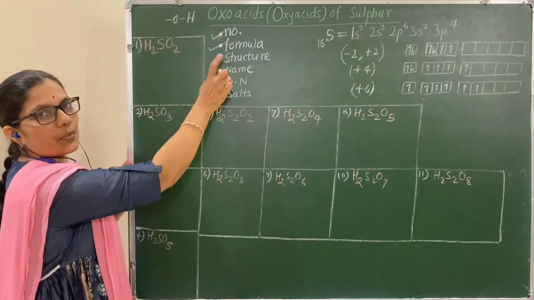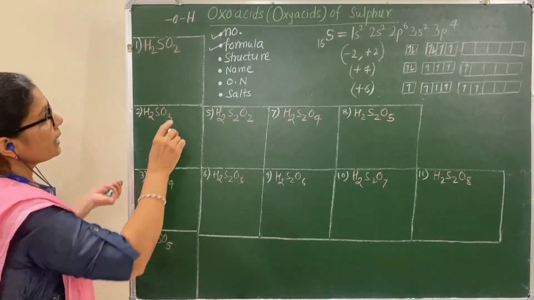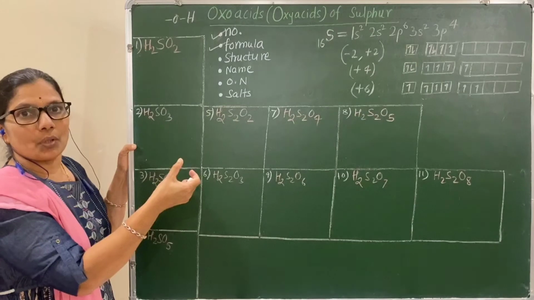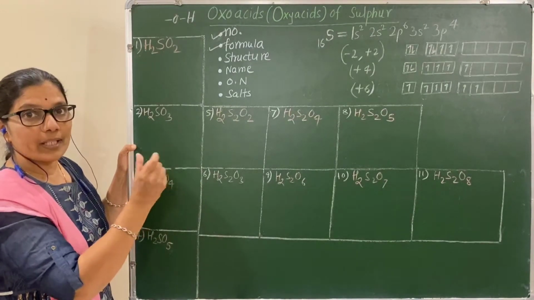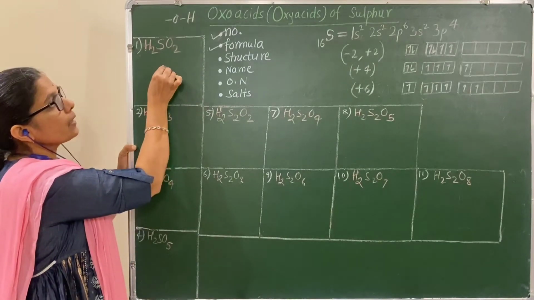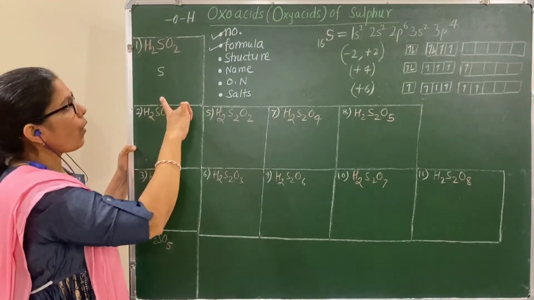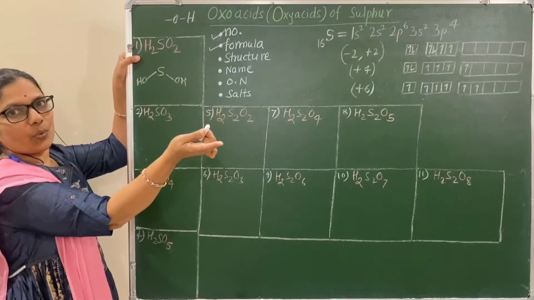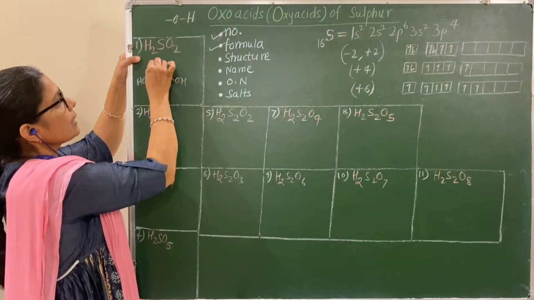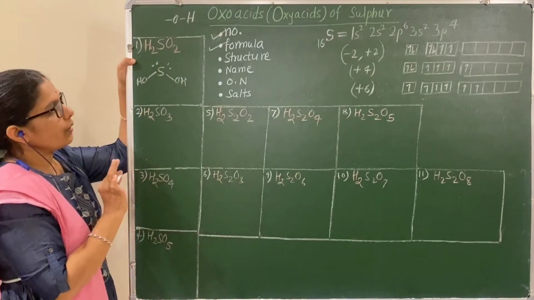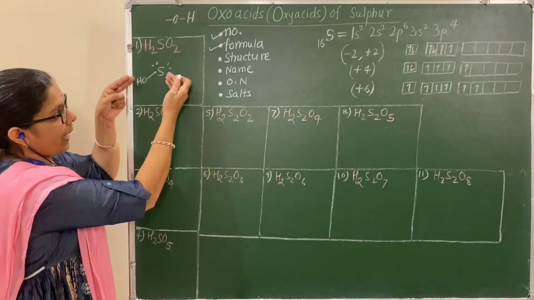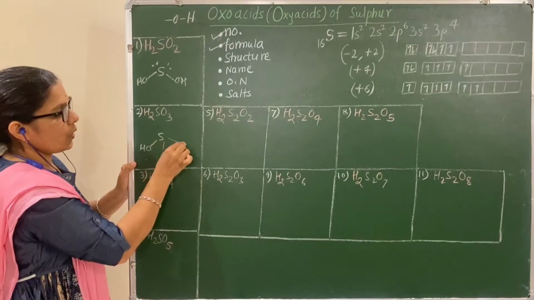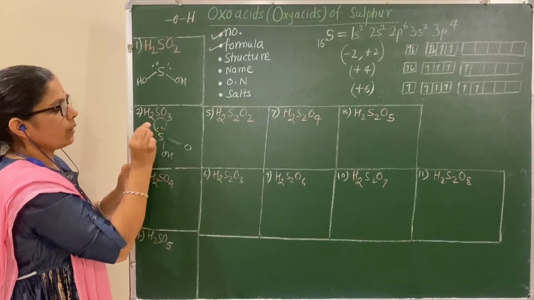Now consider the formula part is over. Now let us see their structure. Very simple. In all these structures, hydrogen is attached to oxygen, that is OH is there, and at the center is the sulfur, because it is less electronegative than oxygen. Therefore, see here, OH, OH, as many OH as there are H. And two lone pairs of electrons remain as they are. Next, add one oxygen atom to this. Therefore, see here, OH, OH, double bond O, and this lone pair of electrons.